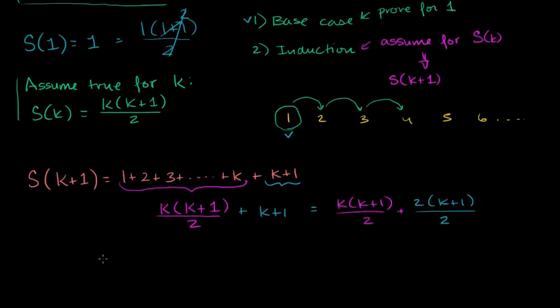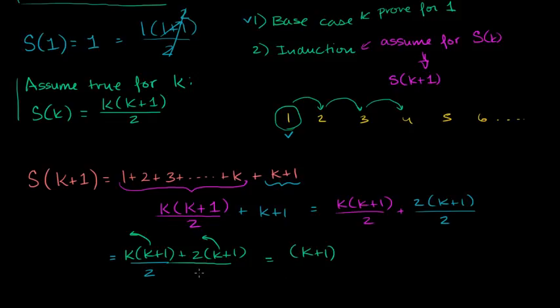And so this is going to be equal to, we have a common denominator of 2. And I'll write this in a different color here. So we're going to have k times k plus 1 plus 2 times k plus 1. Now, at this step right over here, you can factor out a k plus 1. Both of these terms are divisible by k plus 1. So let's factor this out. If you factor out a k plus 1, you get k plus 1 times, over here, a k. Over here, if you factor out a k plus 1, you just have a 2.